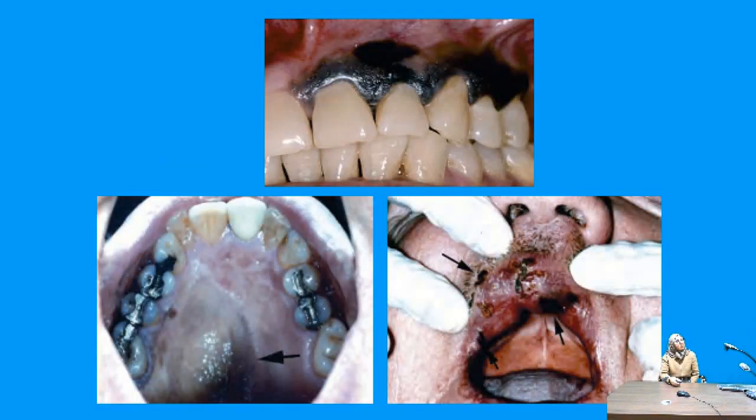All this picture is related to malignant melanoma. The first one, the upper one, in the upper gingiva, appears as a black, irregular lesion. The second picture, in the palate, appears as a swelling. And in the third picture, the lesion appears in the upper labial mucosa.